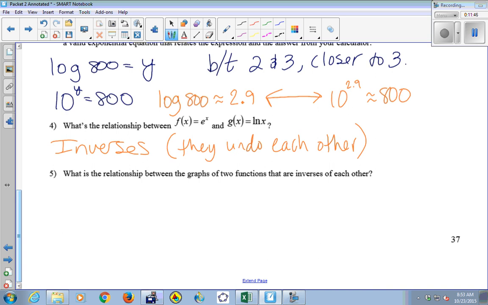What's the relationship between the graphs of two functions that are inverses? They're mirrors over the line y equals x, which kind of looks like a 90-degree flip, but it's not really the same thing. Okay, so they are mirrored over the line y equals x. Yeah, it's a slope of 1, y-intercept of 0.